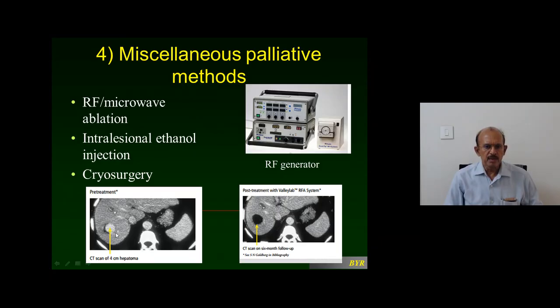This is only done as palliation in patients with inoperable liver tumors who complain of severe pain as well as bleeding. In those patients, you can do injection of ethanol or absolute alcohol into the tumor directly, or cryosurgery. Of course, these methods are not being utilized nowadays because they give a lot of complications and survival benefit is not there for these cases.